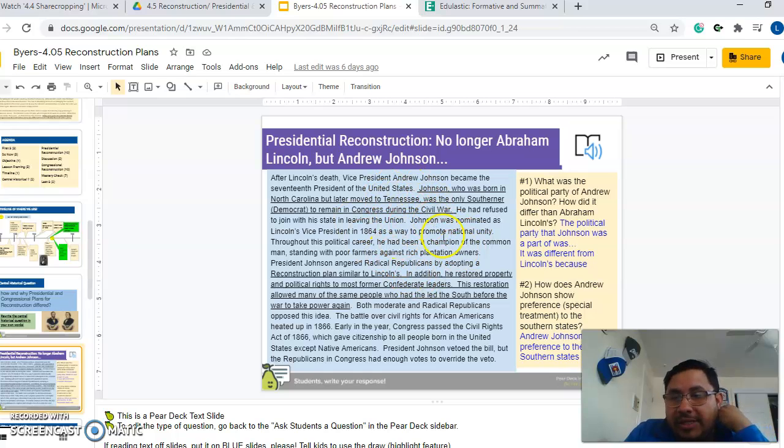Okay, this has to do with the death of Abraham Lincoln. He's assassinated in Ford's Theater by actor John Wilkes Booth, and President Andrew Johnson becomes the president. He was a Southerner, he was a Democrat, and he was someone in favor of the South. Now you might ask yourself, why did Lincoln choose somebody who was Democratic and a Southerner to be his vice president? The reason why he did that was because he wanted to unify the country.